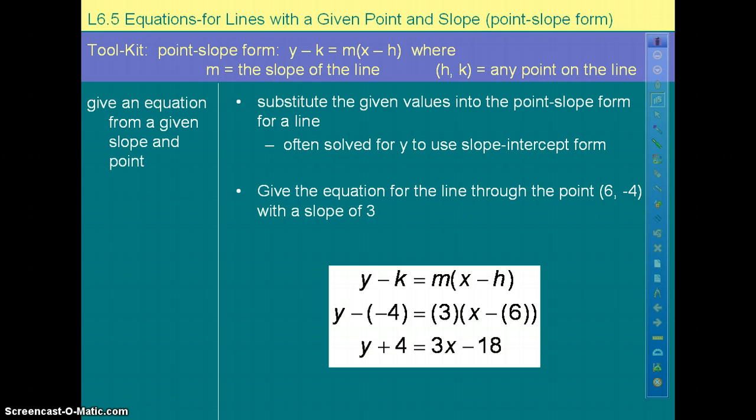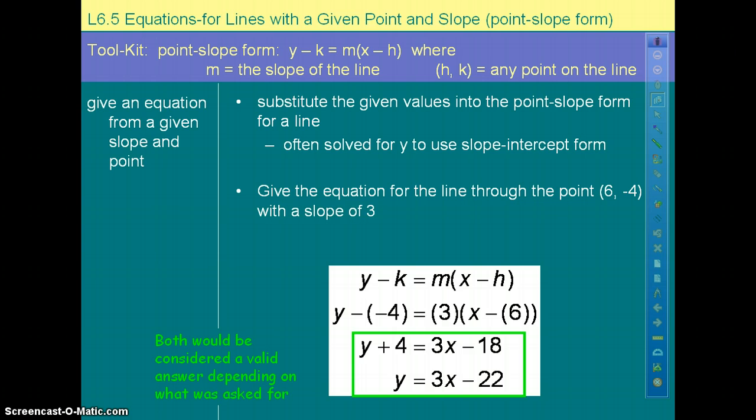If we simplify this down, we would see y plus 4 equals 3x minus 18. At this point in time, we technically are done, but since typically we would use the slope-intercept form for graphing purposes, whether by hand or on a graphing calculator, we can go ahead and do that now really easily by adding a -4 to both sides, coming up with y equals 3x minus 22. Both of these would be considered a valid answer depending on what was asked for in the original question. Since it wasn't asked for a special format, the first would be fine. The second might be more useful to you.